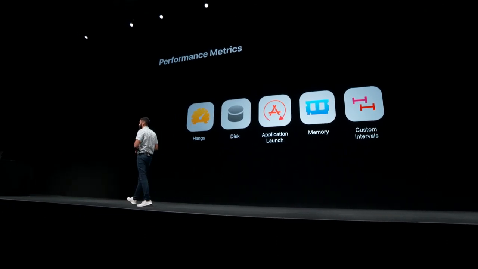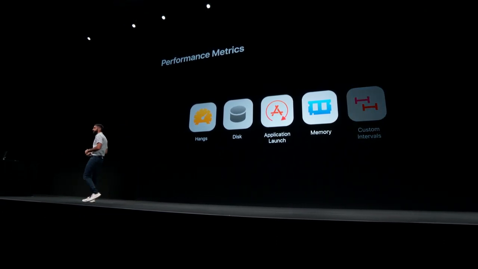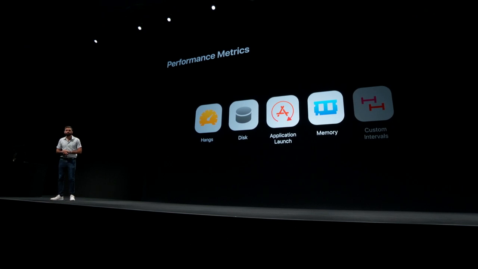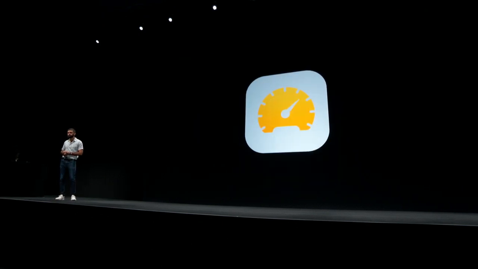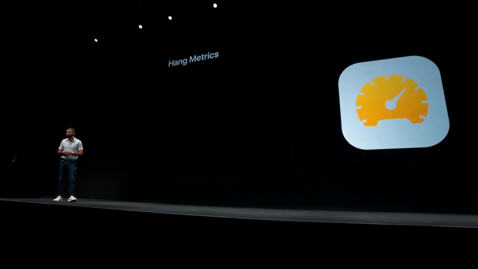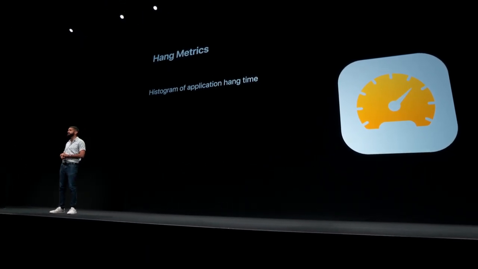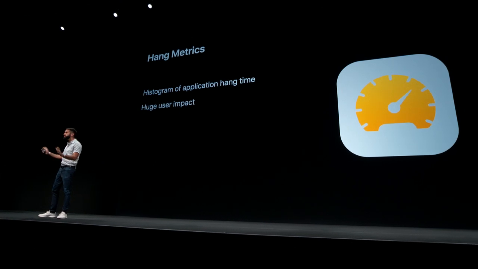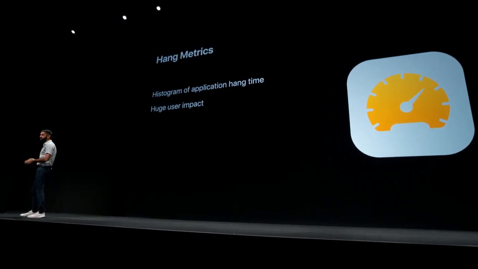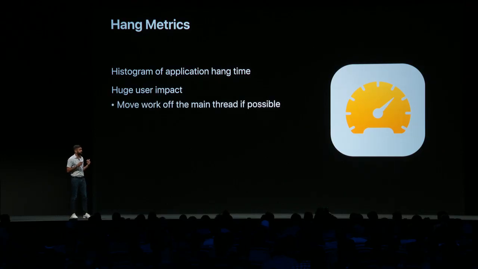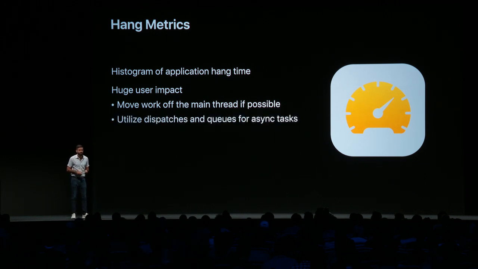And as with the battery metrics, I want to focus on a subset of these that are going to be really important for all of us here. Starting with the hang metrics. Hang metrics this year are going to be a histogram of the amount of time your application spends unresponsive to user input. And this has a huge user impact. You can imagine if your user is using your application and suddenly it stops working, that's not good. So use these metrics to understand where you can move work off the main thread if possible, and utilize things like dispatches and asynchronous queues to reduce your hang rates.